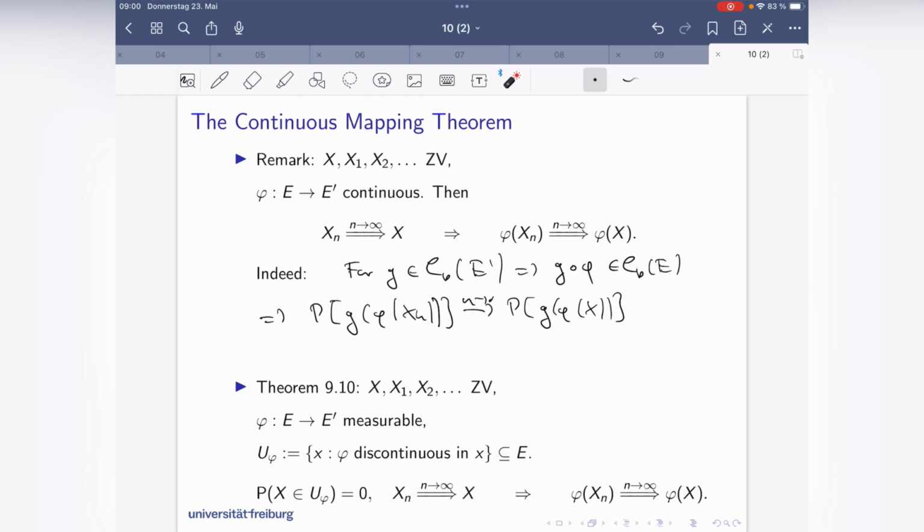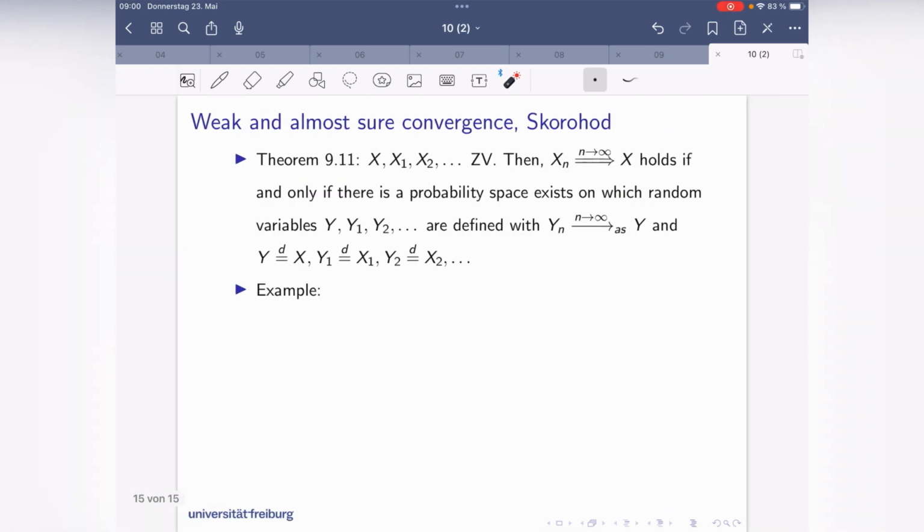Okay, that was the first. And the second is, I call that an abstract nonsense result. It connects weak convergence back to almost sure convergence as follows. I have random variables and they converge weakly, and that holds if and only if there is a probability space and random variables y, y1, y2 and so on, such that yn converges almost surely to y and the y's are exactly distributed as the x's.